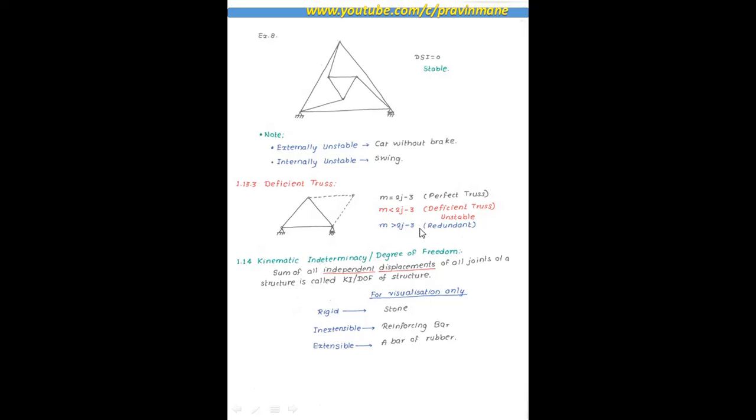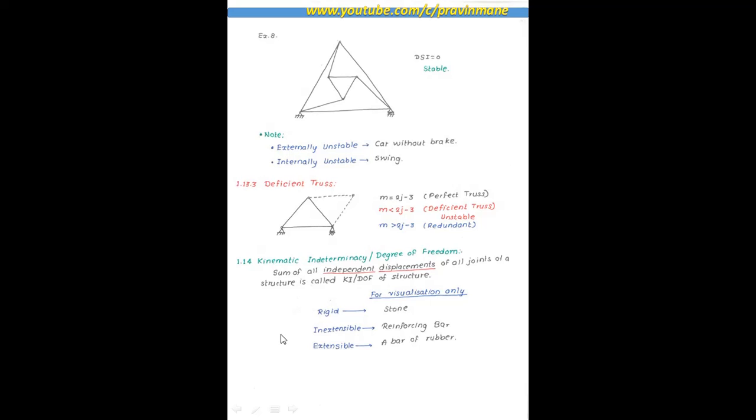So here, kinematic indeterminacy and degree of freedom: the sum of all independent displacements of all joints of a structure is called the kinematic indeterminacy or degree of freedom of the structure. For visualization only, for a rigid structure it will be stone, inextensible reinforcing bar, or extensible bar of rubber. So that will be the kinematic indeterminacy.